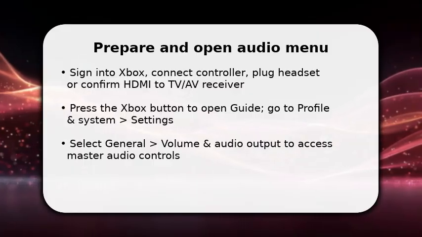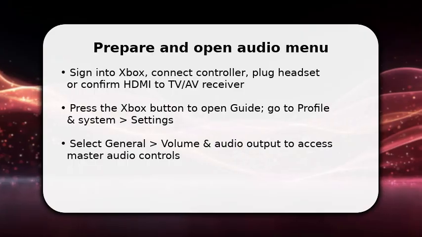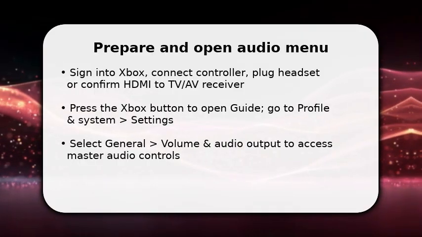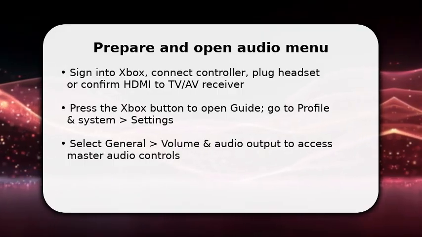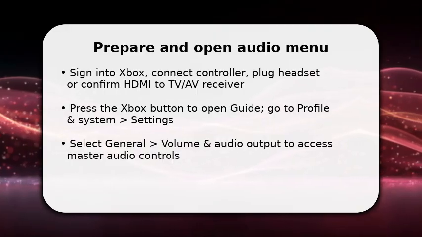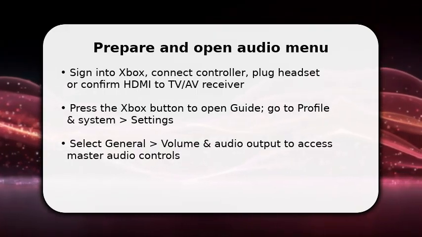You want results fast. Sign into your account and confirm the controller and headset or HDMI are connected. Once done, press the Xbox button to open the guide, then navigate to Profile and System and Settings. Next, choose General and open Volume and Audio Output.